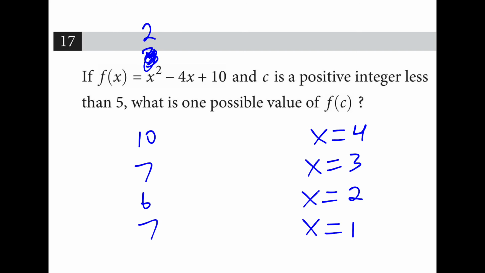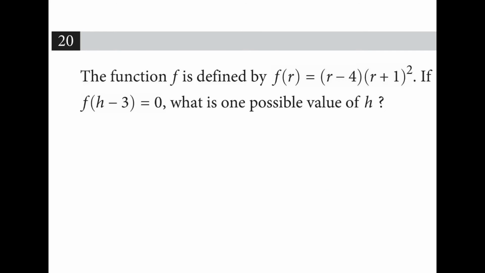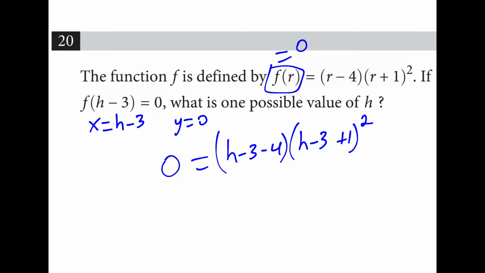So any of those answers would work, 10, 7, or 6. So what we're plugging in here is we're saying that x is equal to h minus 3 and y is equal to 0. So this part is equal to 0, and wherever we see this r, we can plug in h minus 3. So if I make those substitutions, my new equation looks like this.